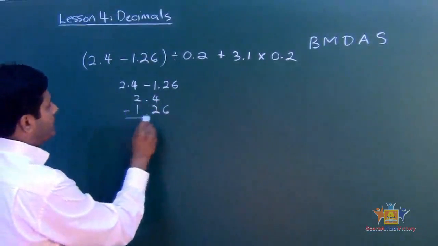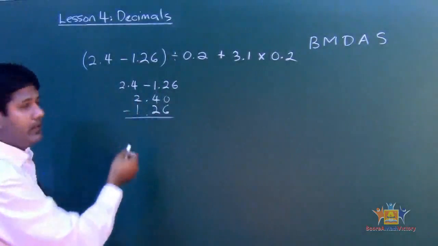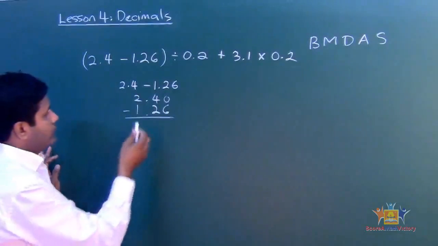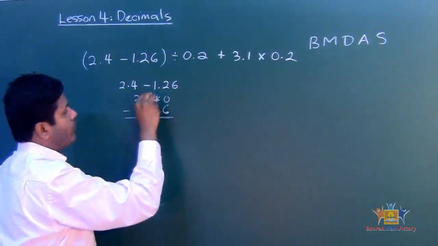So once we line it up, we're going to subtract. We can add a 0 behind this so that we can line them up. So that means 6 can subtract with. So now 0 minus 6, you can't. So you borrow from 4.